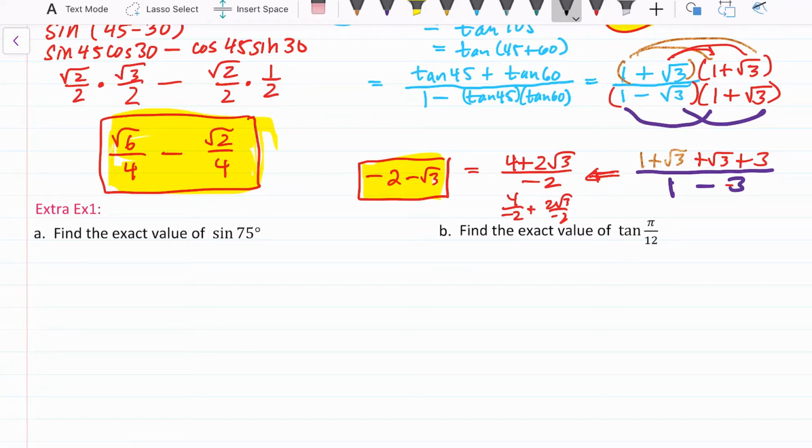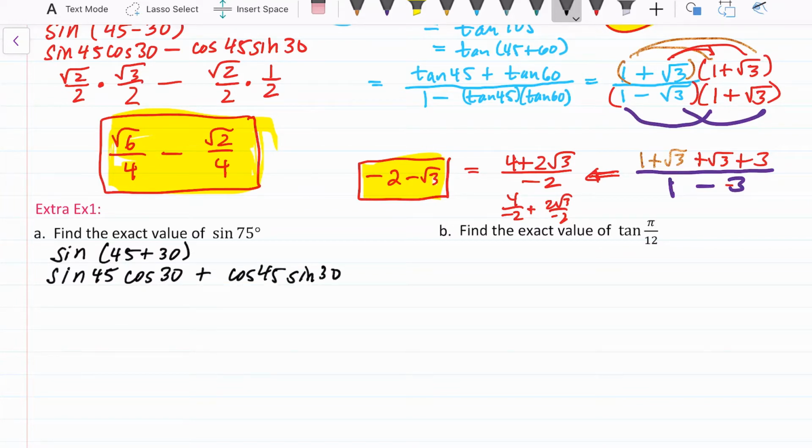So for the first one, we'll be doing the same thing as above, except we're going to make this sine of 45 plus 30. And it doesn't matter if you put 45 first or 30 first. So sine of 45 cosine of 30 plus cosine of 45 times sine of 30. And you should already know what these answers are because we did them above.